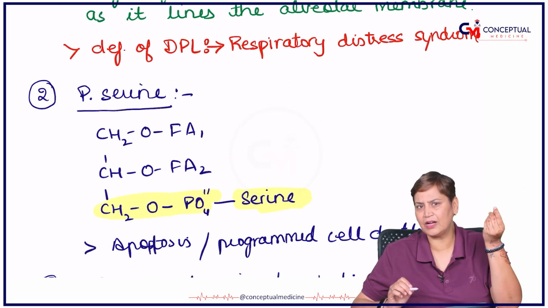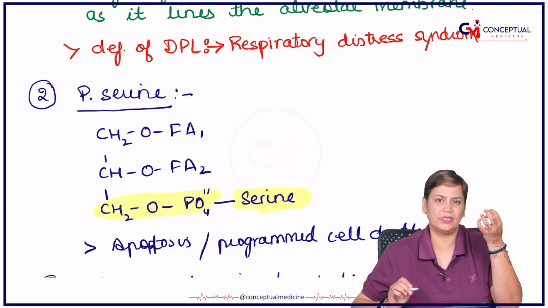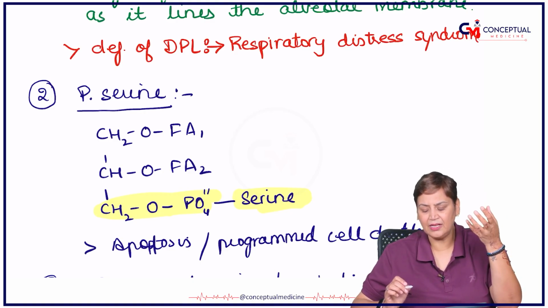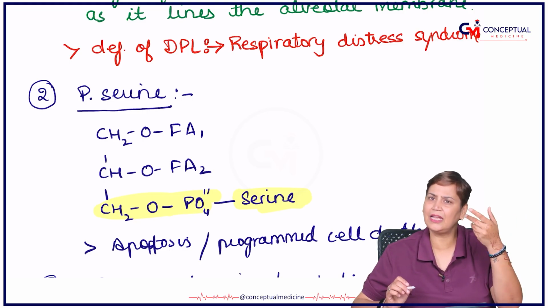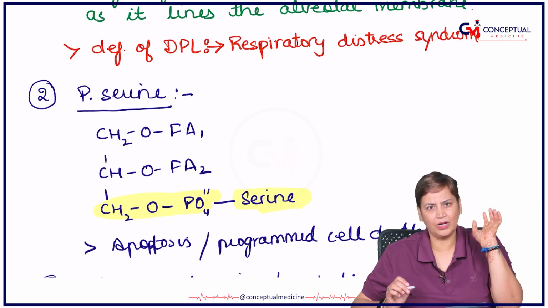Phosphatidylserine has a main function: it helps in apoptosis. Apoptosis is a programmed cell process, where when the function of the cell is over, it is programmed like that. It has to be deleted from the body. It has to be excreted from the body. So phosphatidylserine helps in recognition of that.